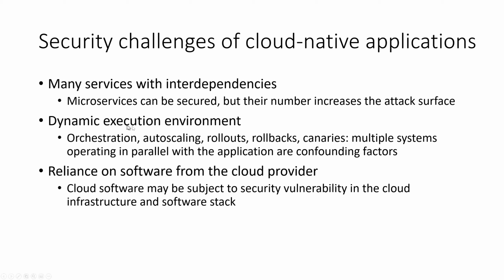Another one is related to identifying what's going on when there's a problem, when there's some anomalous behavior. And it is that the execution environment is very dynamic. So we have orchestration, auto-scaling, rollouts, rollbacks, canaries, and many other technologies that automate tasks for us. And these systems operate in parallel with our application. So when something goes wrong, there are many things that can be going on. And these technologies are confounding factors that we need to factor out when we try to debug a problem.